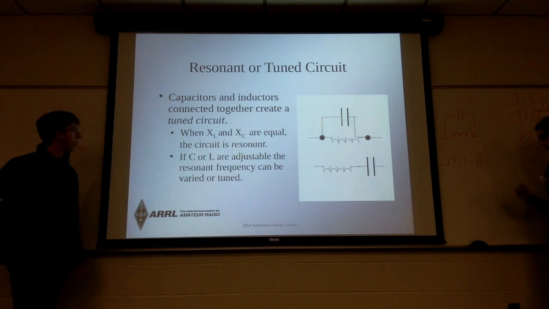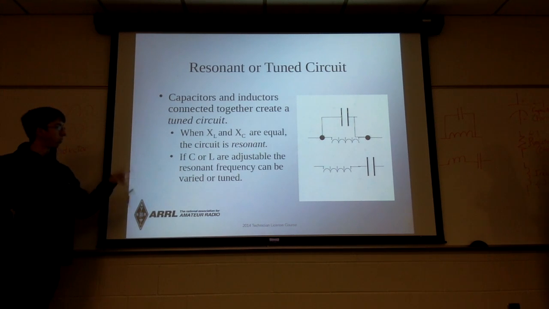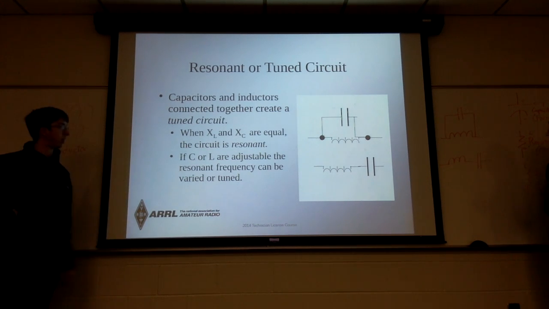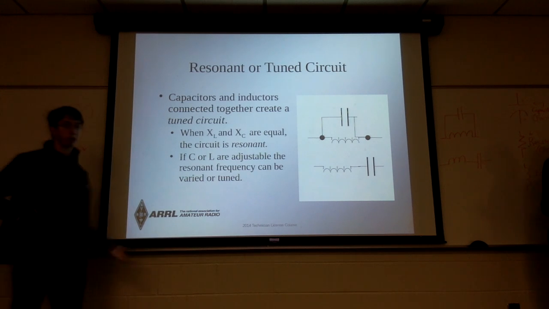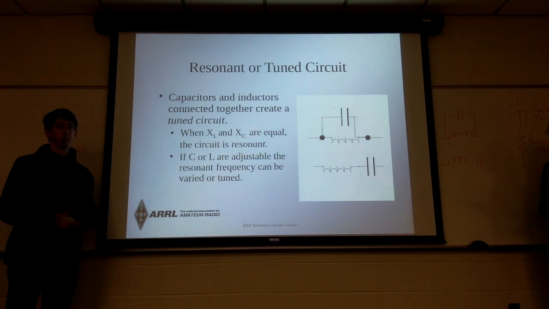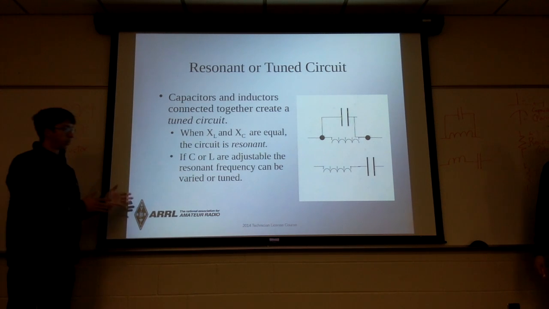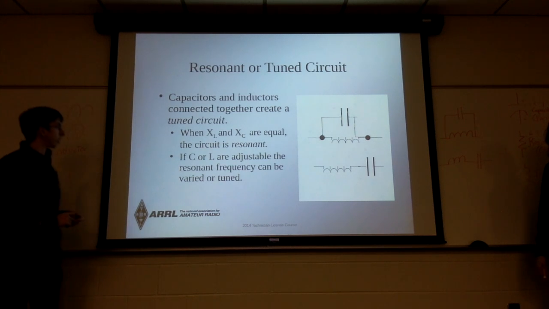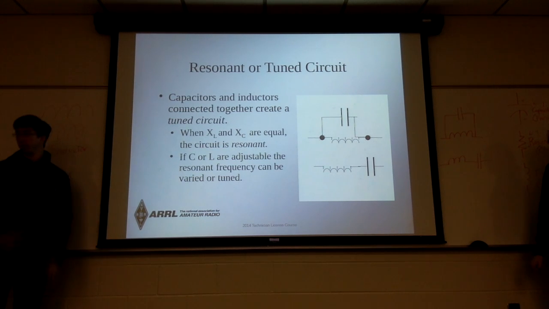So we can vary the resonance if we can vary one or both of the component values. So we can have variable inductors and variable capacitors, which is exactly how you can tune a radio, because you need to change that resonant frequency in order to tune a particular station. So we want to be able to adjust that somehow.